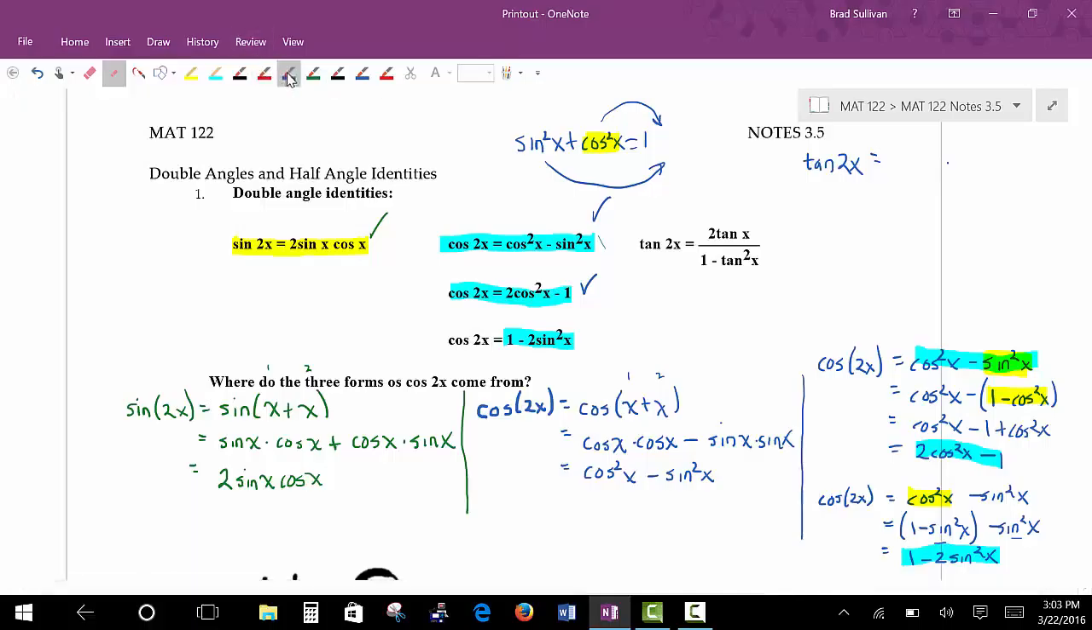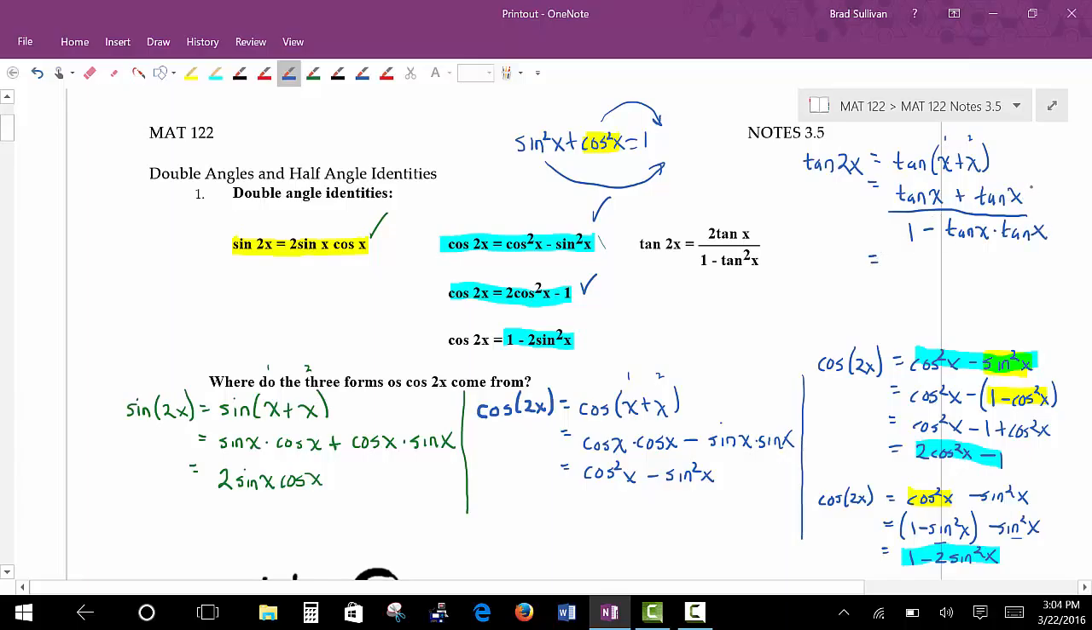Okay, so we have tangent of x plus x, and the identity that we have for this goes like this. These are the two angles, the first and second. So the tangent sum identity goes like this: tangent of the first angle plus tangent of the second angle, all over 1 minus the product of these, the tangent of the first angle times the tangent of the second angle.